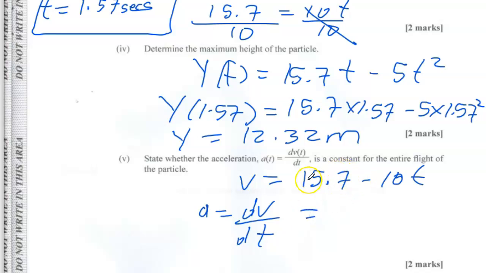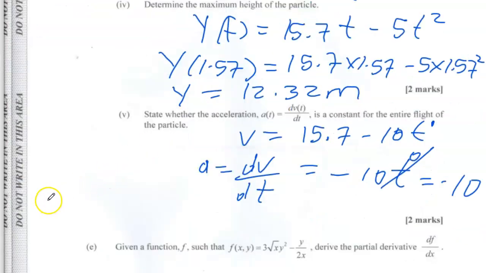So differentiate any constant, 15.7, that's 0. Differentiate 10t. Remember the rule for differentiation, multiply by the t power. We get minus 10 times t, subtract 1 from the power, t to the power 0, and t to the power 0 is 1. So it's just negative 10, which is a constant. So the answer to the question is that dv by dt is a constant. The acceleration a is a constant, and that constant is negative 10.